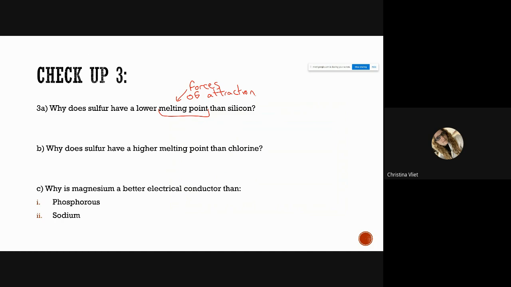Well, what's happening in sulfur versus silicon? Sulfur has more electrons. But it says sulfur has a lower melting point than silicon. Right. So silicon is a giant molecule with strong covalent bonds that require a lot of energy. And by a lot, I mean thousands of degrees of energy. A lot of energy to overcome.